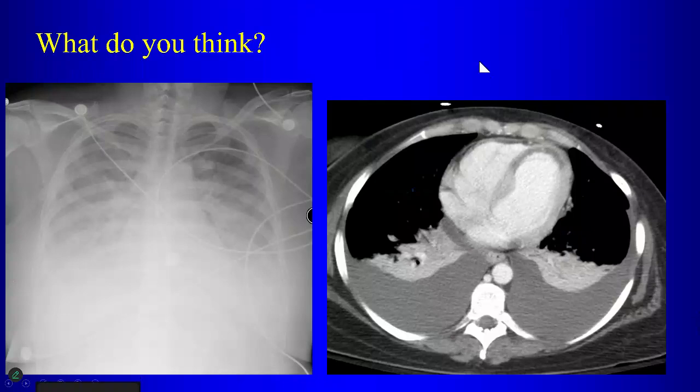All right, so this patient shows up in the emergency room with this chest radiograph, right? The chest radiograph shows bilateral consolidations, bilateral effusions. Of course, they send them to CT to rule out pulmonary embolism, right? And the CT scan shows what?